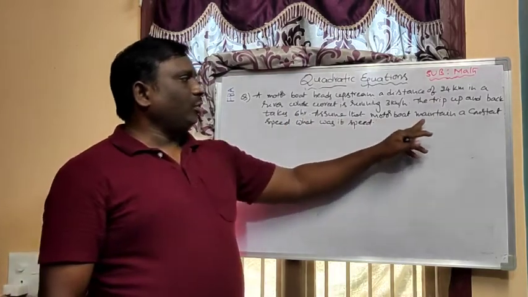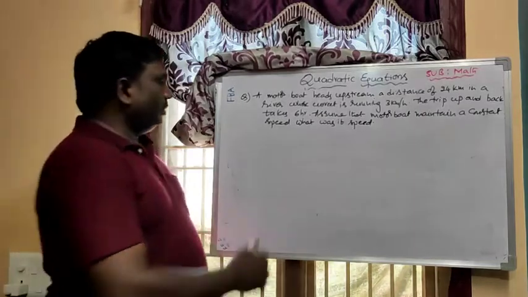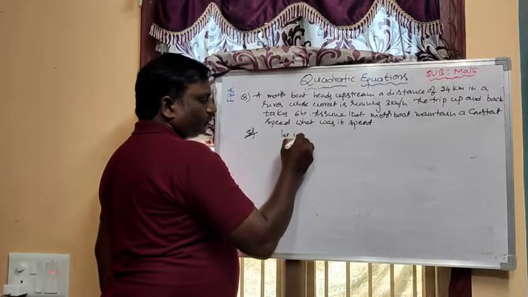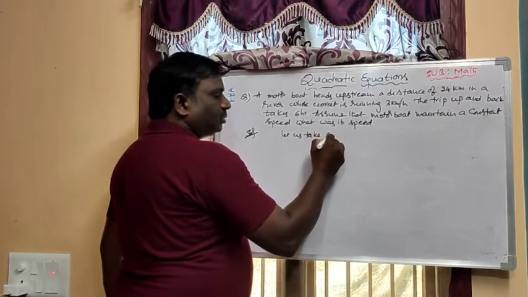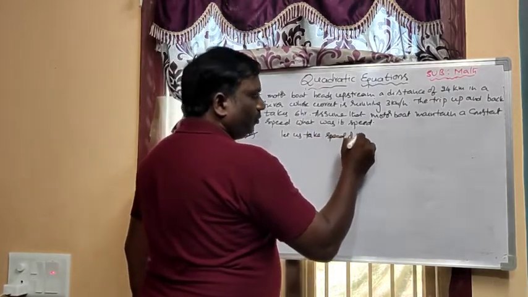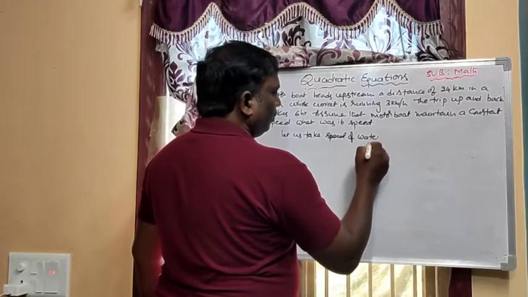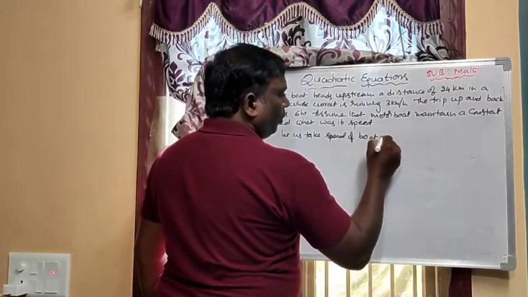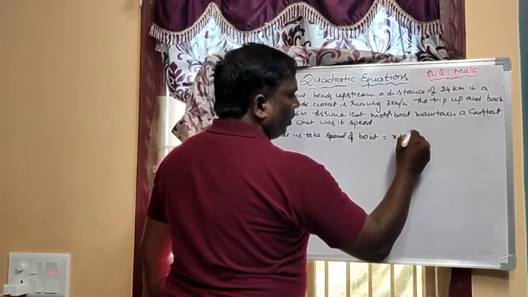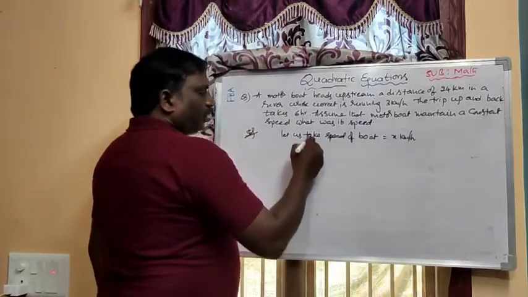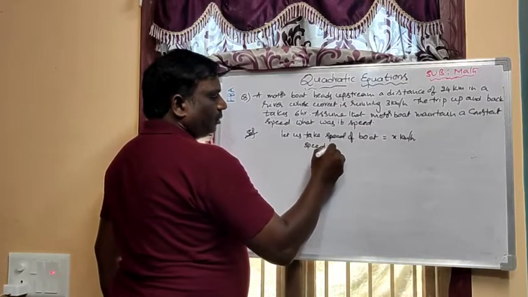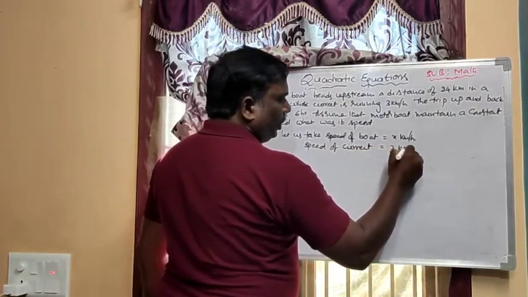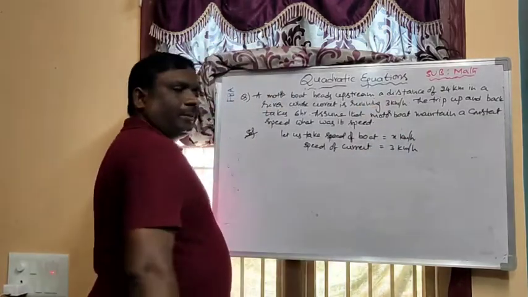I assume that the motorboat maintains a constant speed. So let us take the speed of the boat equal to x kilometer per hour. Speed of water, that means speed of current, is equal to 3 kilometer per hour. That is also given.